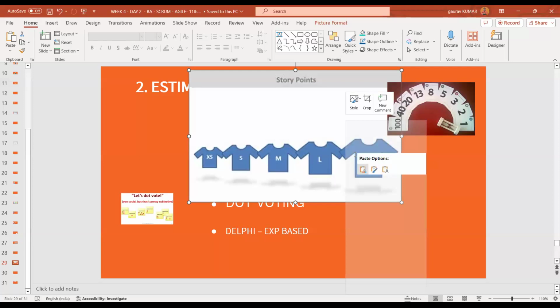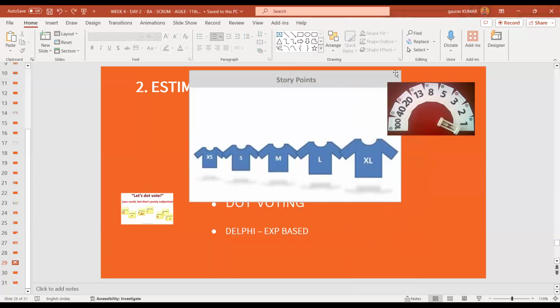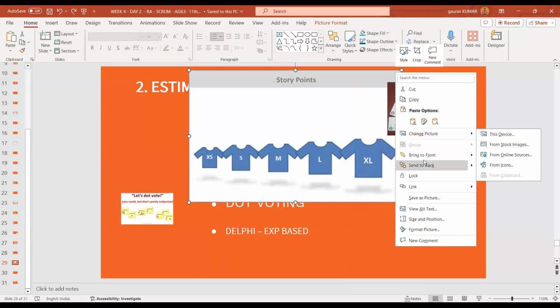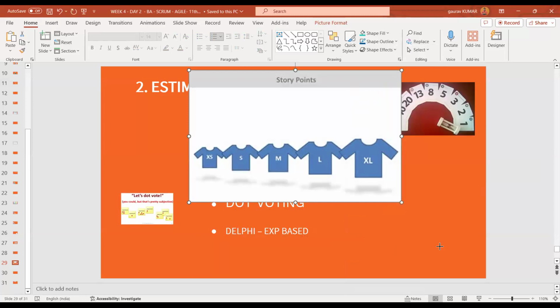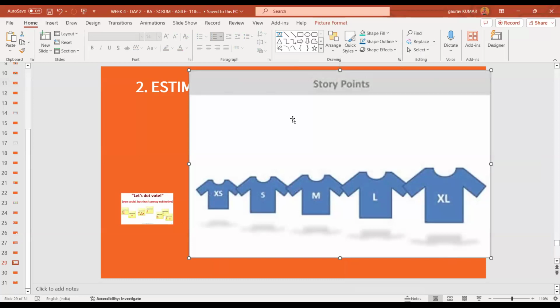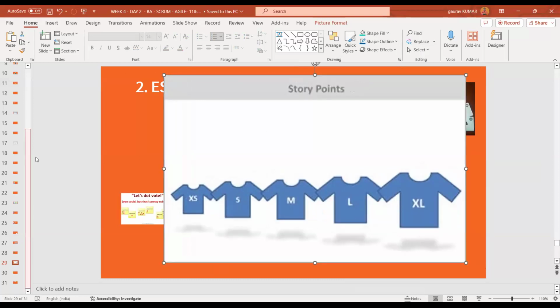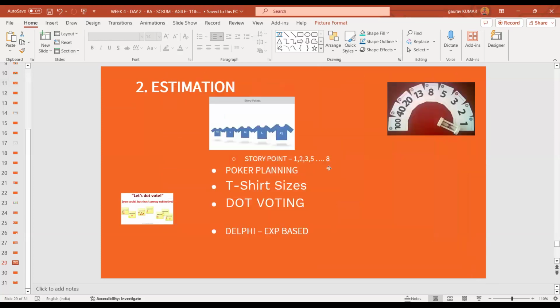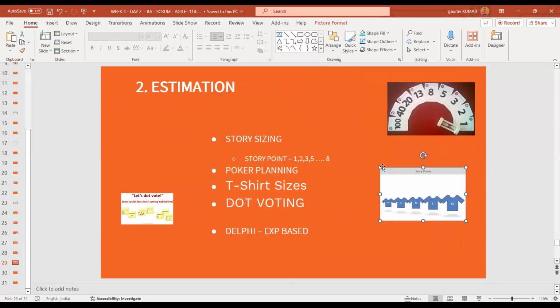The other one is called the t-shirt sizing technique. In this technique, what happens? You simply define how big the project, the user story, or any requirement is. It can be extra small, representing 1 to 2 hours, small up to 3 or 4 hours, medium 4 to 5 hours, large 6 to 8 hours, and extra large is going to be 1.5 days or so. Based on that, you decide the complexity using the t-shirt sizing technique.